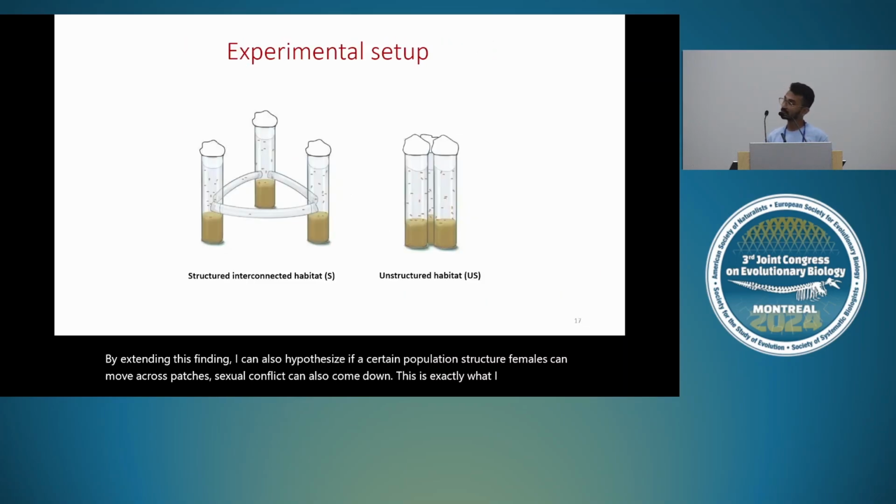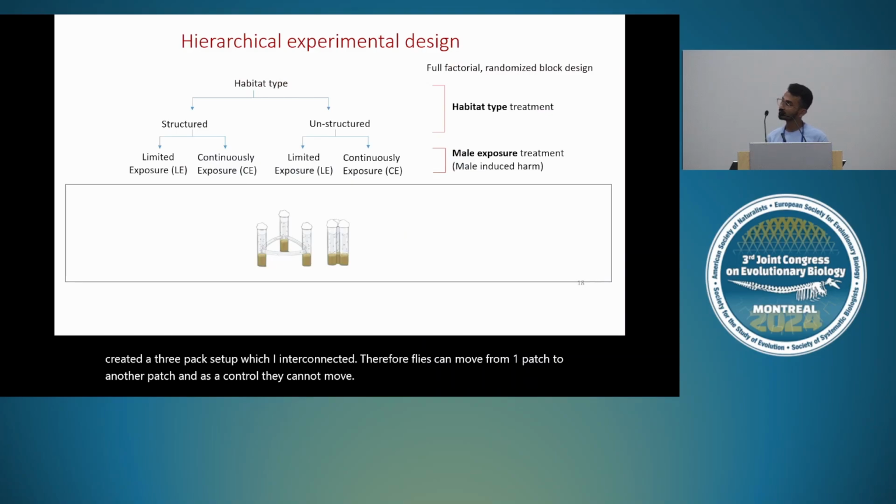I created a 3-patch setup which are interconnected. Therefore, flies can move from one patch to another patch, and as a control, they cannot move. I conducted a full factorial experiment having habitat type as one factor, structured and unstructured, and male exposure treatment as another factor with 2 levels, limited exposure and continuous exposure. That means in limited exposure, females were exposed to males for shorter duration. In continuous exposure, females were exposed to males for longer duration.